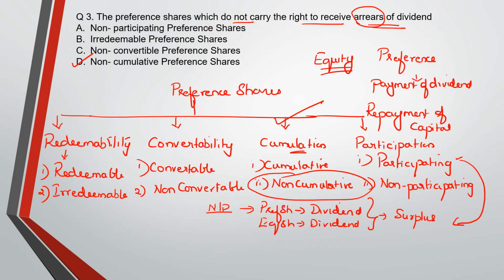It is not non-participating preference shares, which means they will not be sharing the surplus. Irredeemable preference shares, no. It is not non-convertible preference shares, no. So the right answer is D. I hope that is clear. About preference shares, I have explained to you completely.